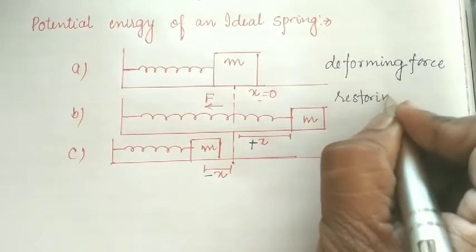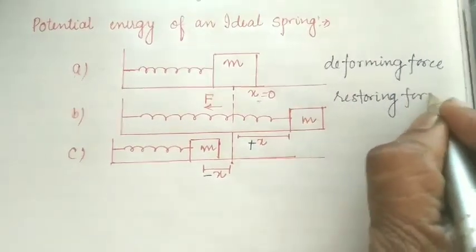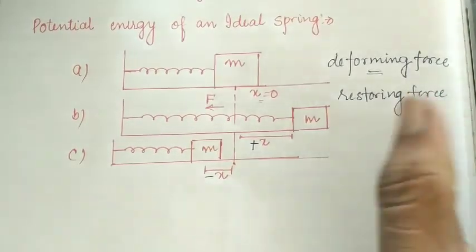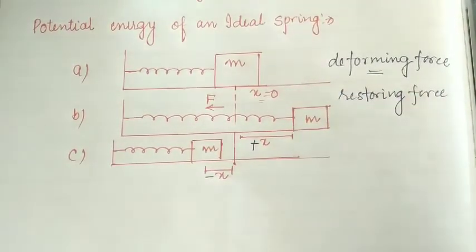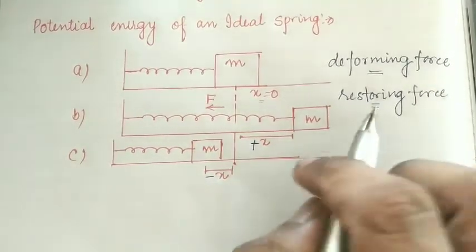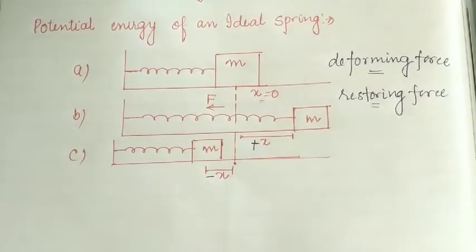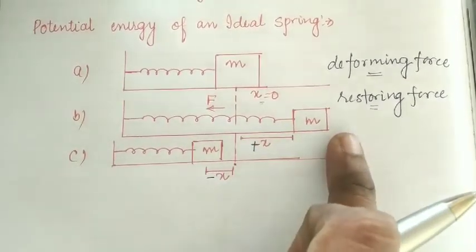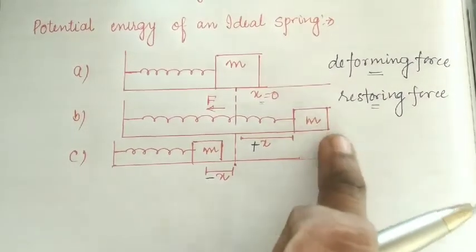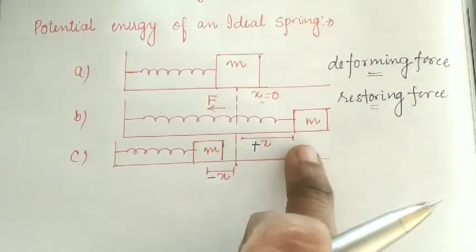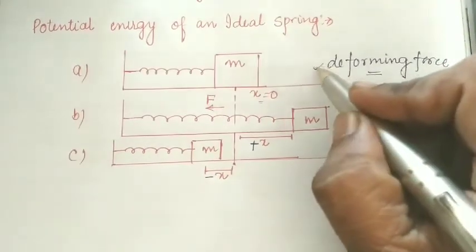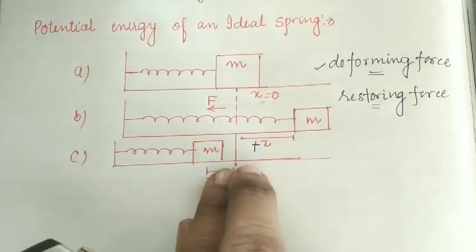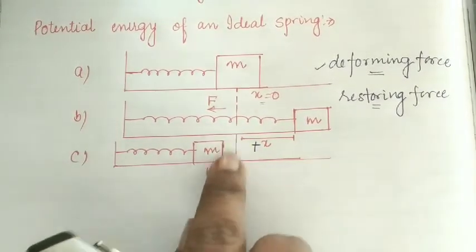What do you mean by the deforming force and what do you mean by the restoring force? A deforming force is a type of force which causes a deformation, meaning a change in position takes place, whereas the restoring force is a type of force which tries to regain the original condition of the body. We have applied here a stretching force to change the position of this body having the mass m, whereas when we remove this deforming force, the object will try to regain its original condition, but it will move slightly from its mean position.